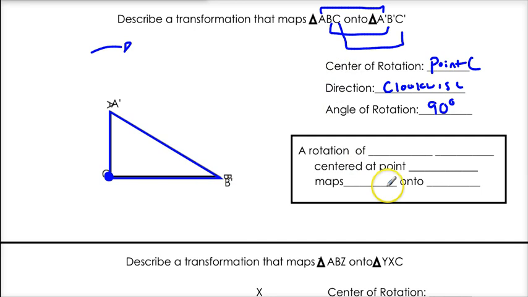So let's actually write out what transformation just occurred. This was a rotation of 90 degrees clockwise. A rotation of 90 degrees clockwise, centered at point C, maps triangle ABC onto triangle A prime, B prime, C prime. You'll see here I used all three pieces of information to describe this. How many degrees, the direction, and around what point? Always has to be there, all three.